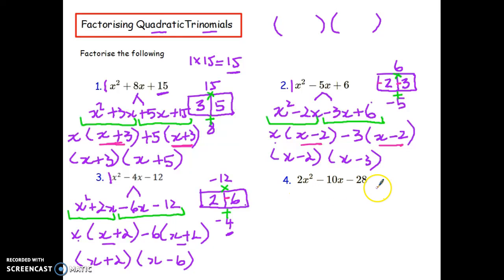If you've got a trinomial here, like this one at number 4, and the coefficient of x squared is not a 1, it's not a major drama, it's just a little bit harder. But to make it as easy as you can, always look first of all: is there a common factor that I can take out? And if you have a look, all of our coefficients are even. So I actually can take this common factor of 2 out of every term.